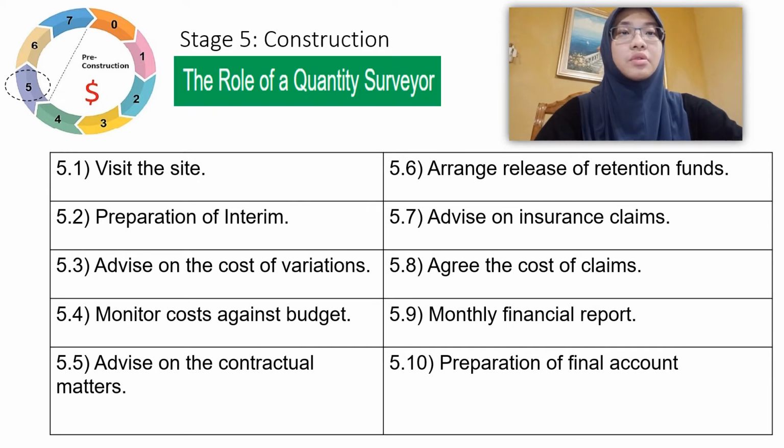Furthermore, the QS must also always monitor the costs against the budget of any project to ensure cost doesn't exceed the budget. Insurance claims are also to be handled by the QS as accidents or injuries may occur during the complexity of construction work. At the end of Stage 5, a release of retention funds is arranged as the contractor properly completes the activities required of them under the contract. Lastly, the final account is prepared at the end of Stage 5.